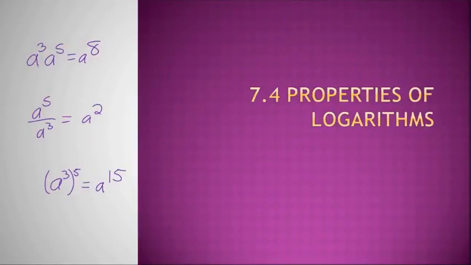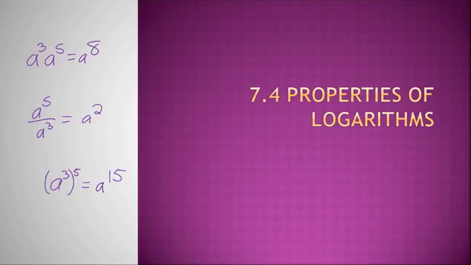Section 7.4 covers the properties of logarithms, and in this section we're going to talk about old properties that we already know about with exponential equations and how those properties look on the logarithm side of things. Some of the properties you already know are outlined here on the left-hand side.